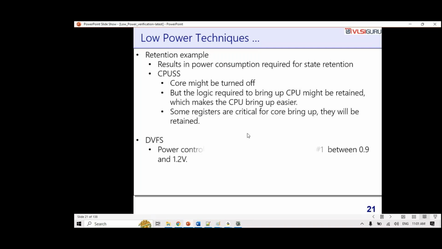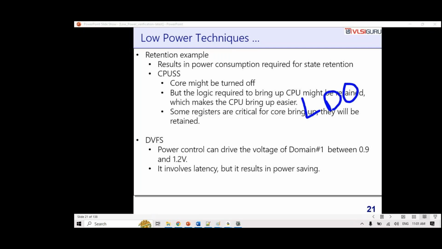Then we talked about DVFS. Power control can drive voltage domain 1 between 0.9 and 1.2 volts. It involves latency but results in power saving. What is the latency we are talking about? My power management unit has to inform the PMIC that you need to reduce the voltage. The PMIC will have something called an LDO, which reduces the supply voltage, where 1.2 comes to 0.9. LDO is low dropout.